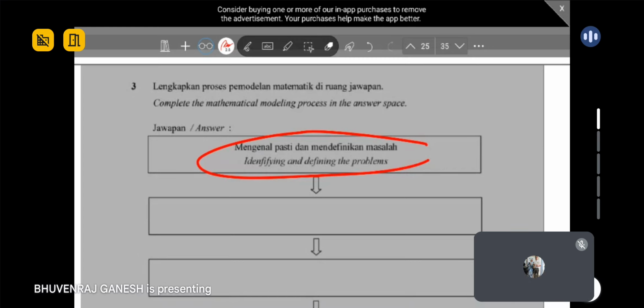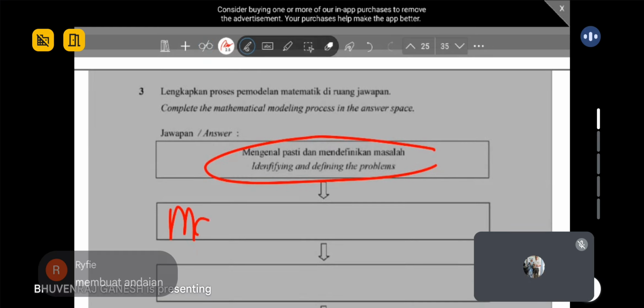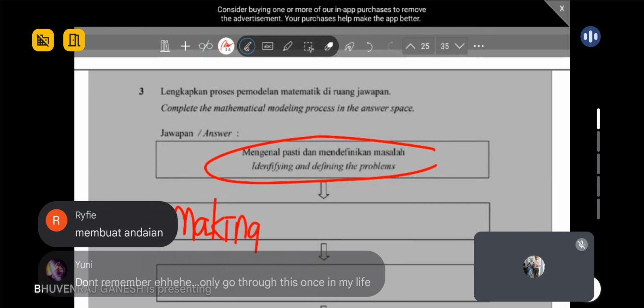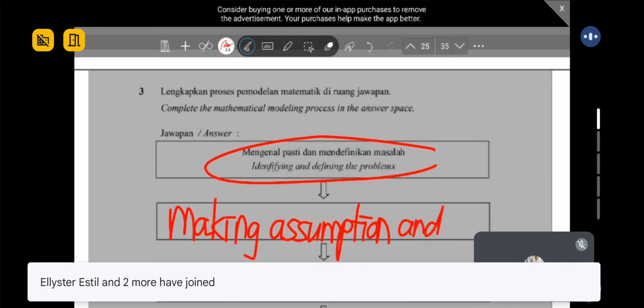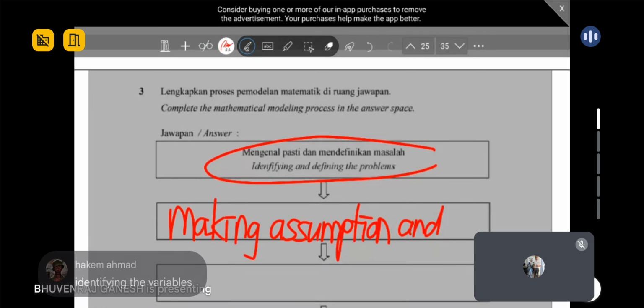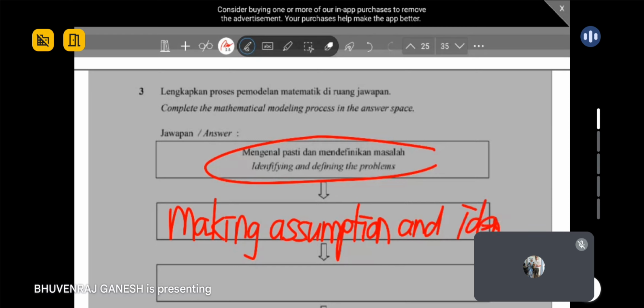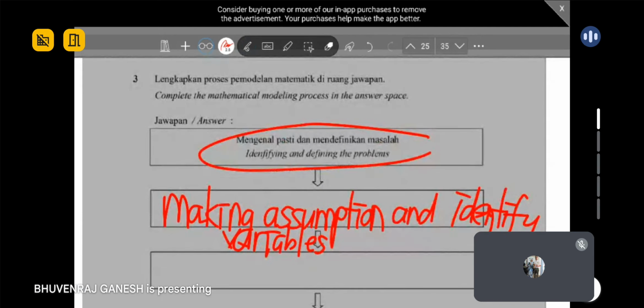Yes, very good. The answer is making assumptions, and there is also a second part, guys. Ada satu lagi bahagian kat sini. Making assumptions, yes. That's why you must remember this chapter now. Kena ingat. One more part, guys. Kamu kena buat andaian dan juga ada satu lagi perkataan kat belakang. Yes. Okay, it is identify the variables, guys. Mengenal pasti pemboleh ubah. Are you clear, guys? So this is your second step of mathematical modeling. Langkah kedua proses pemodelan matematik.